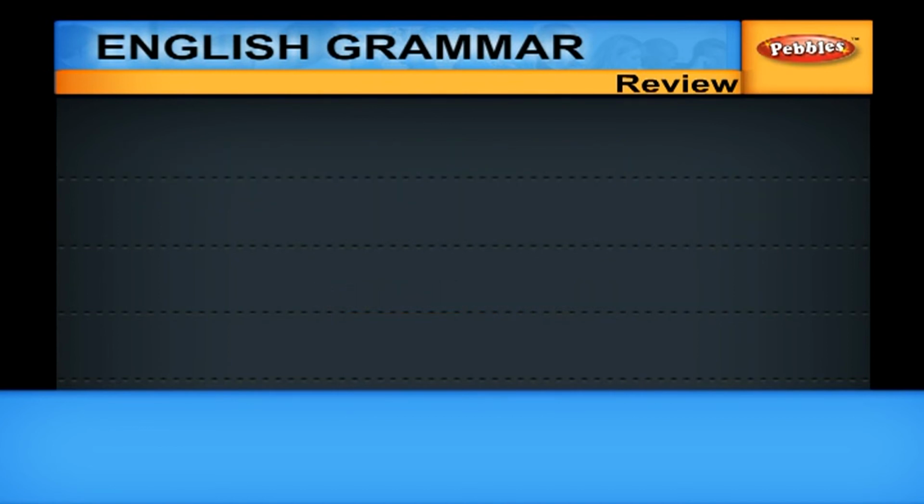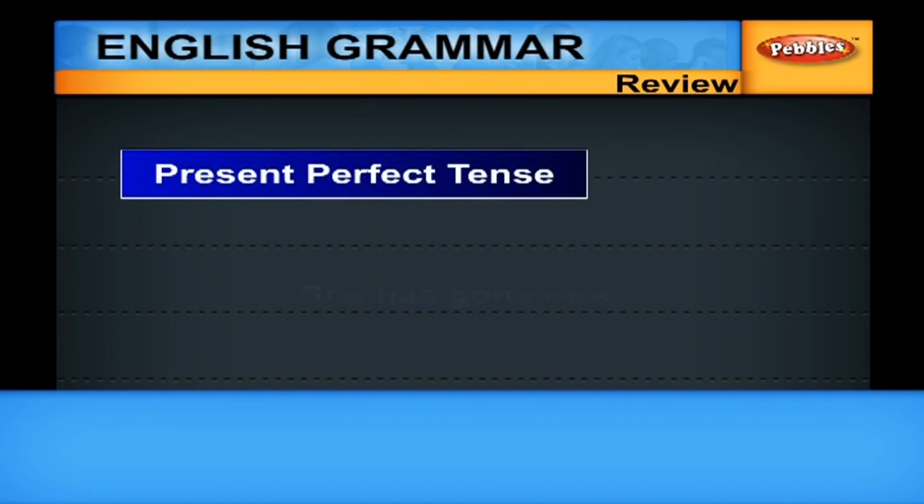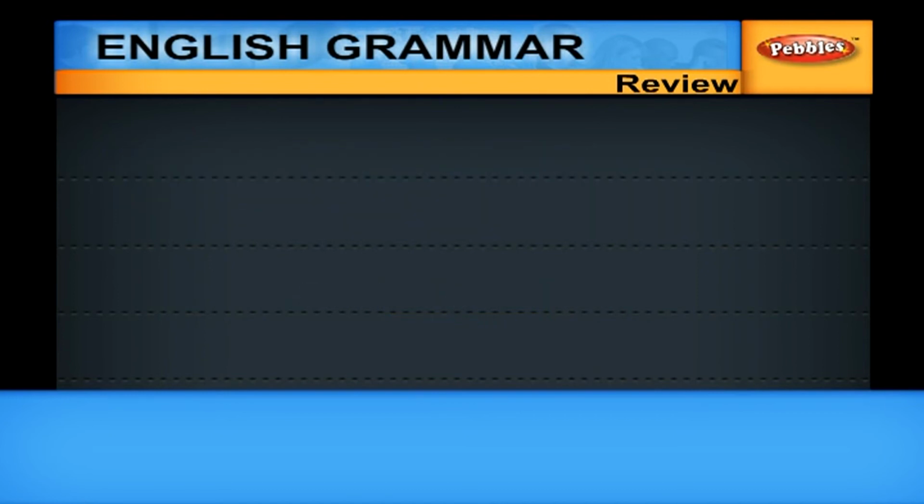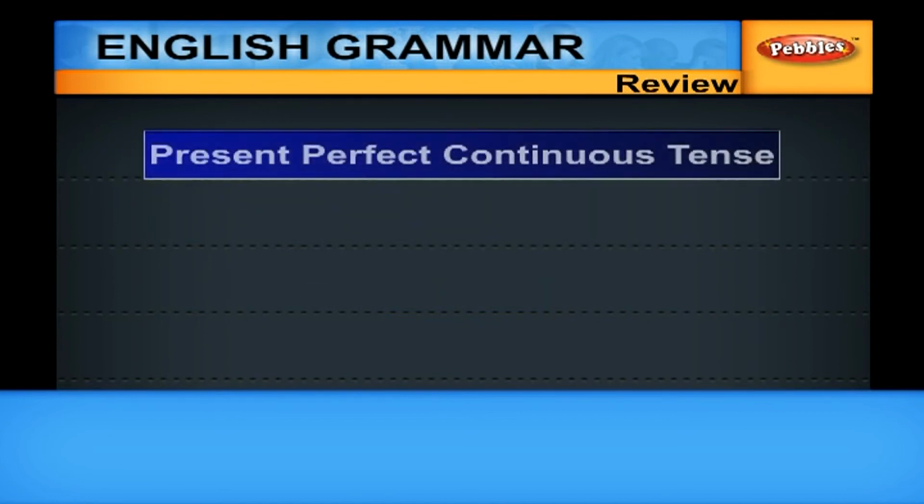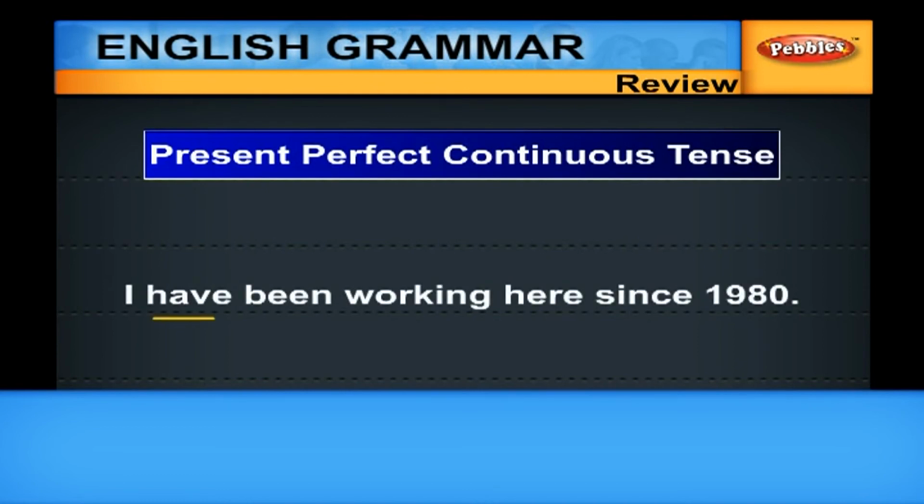We use perfect aspect in the present tense to refer to an action completed at some point in the past. We use perfect continuous aspect in the present tense to refer to an action that started in the past, continued, and it is still continuing.